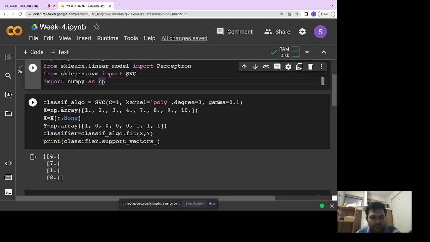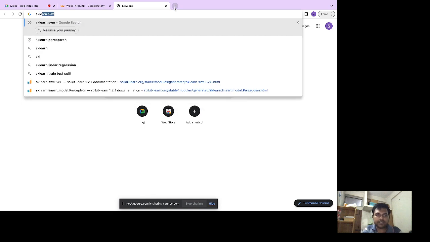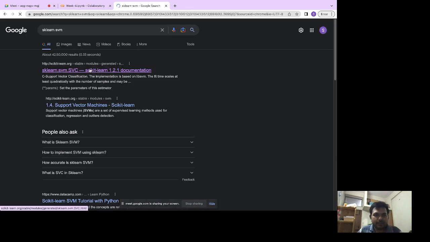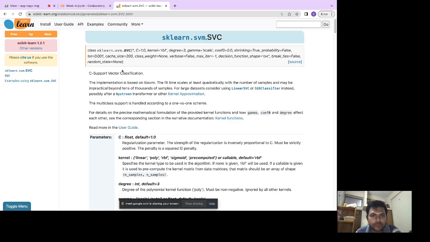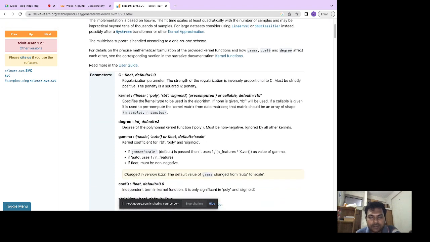And coming to the classifier, let's first look at what sklearn tells about it. Yeah, so this is sklearn's documentation. It is a C-support vector classification, based on some other implementation, but these are basically the things that you need to find out. C is the regularization parameter; the strength of regularization is inversely proportional to C. C must be positive. Then kernel, you have linear, polynomial, RBF, and sigmoid.